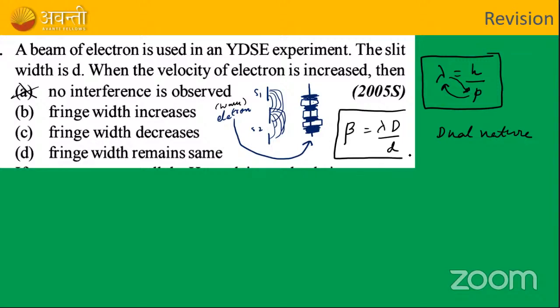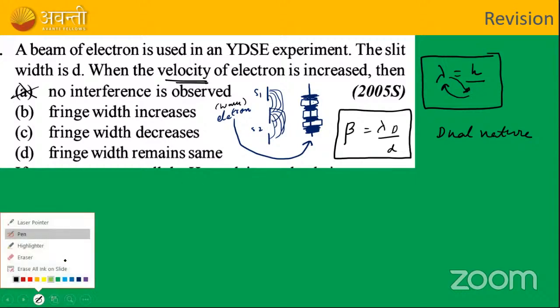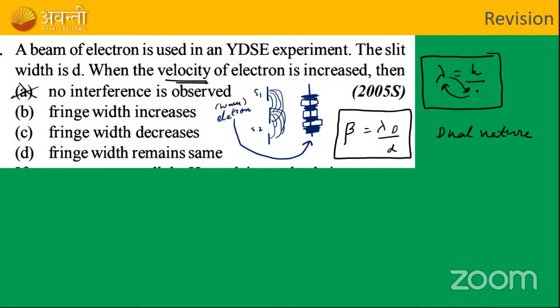Let me write it down here. Physically, what I'm trying to do is just change the velocity of the electron. I'm not changing the distance, I'm not changing the slit width, I'm only changing the velocity. According to dual nature, we can write momentum as mass into velocity. Lambda is equal to h by p, or lambda is equal to h by mv.